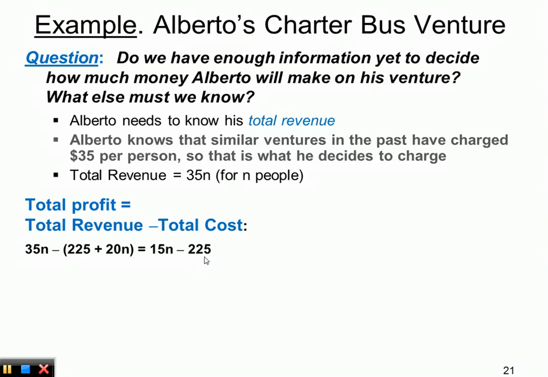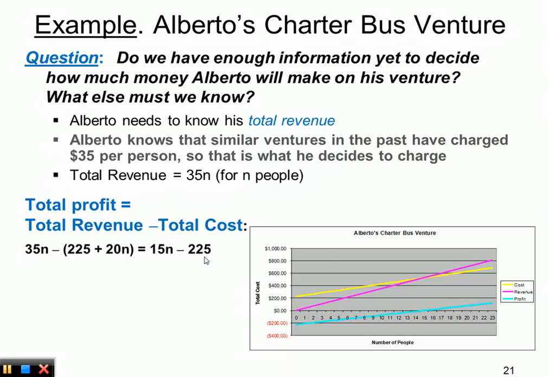From total profit, we can find the break-even point. If we plot the total profit, notice this is our cost in yellow, magenta is the revenue, and this is our profit. You can see it starts below zero, where he loses money, until he reaches the break-even point, and then he starts getting profit, because before it's a loss, as you can see.